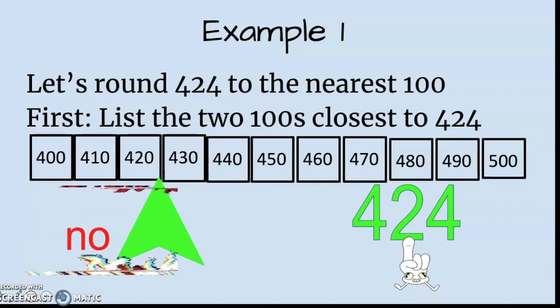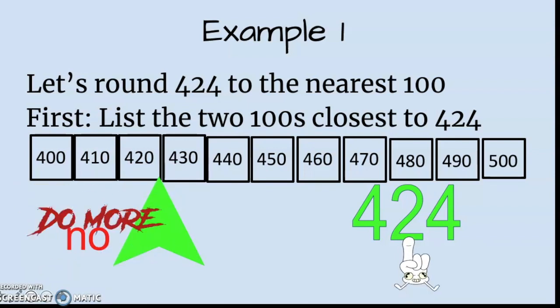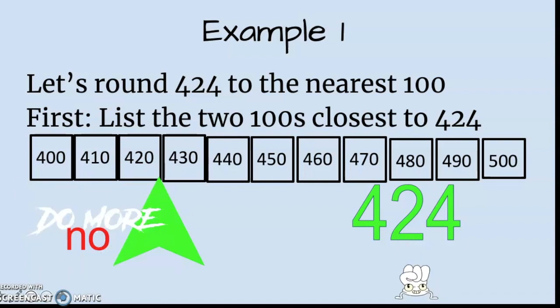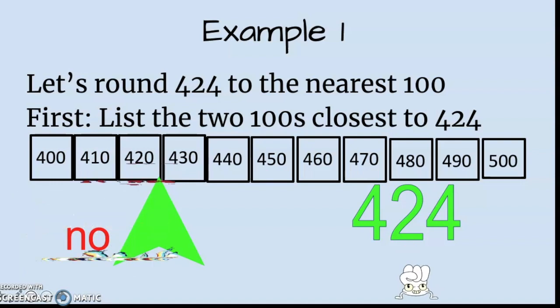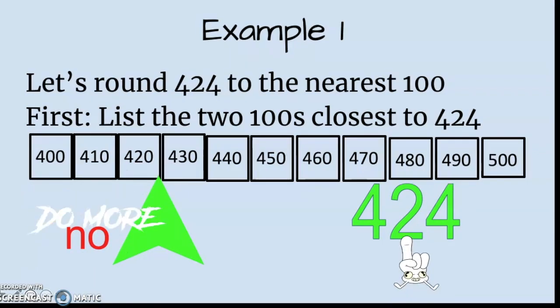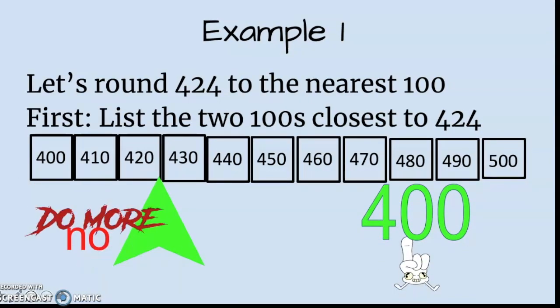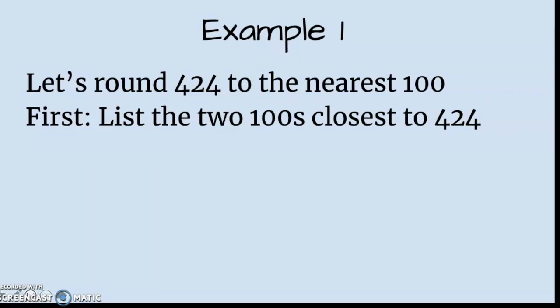So where is 424 closest to? Is it closest to 400 or is it closest to 500? The 4 in the ones place and our 2 in the tens place are all going to be replaced by zeros. And we're going to keep our 4. So 424 is closest to 400. Hope that makes sense. Let's look at a different way of coming up with our answer.